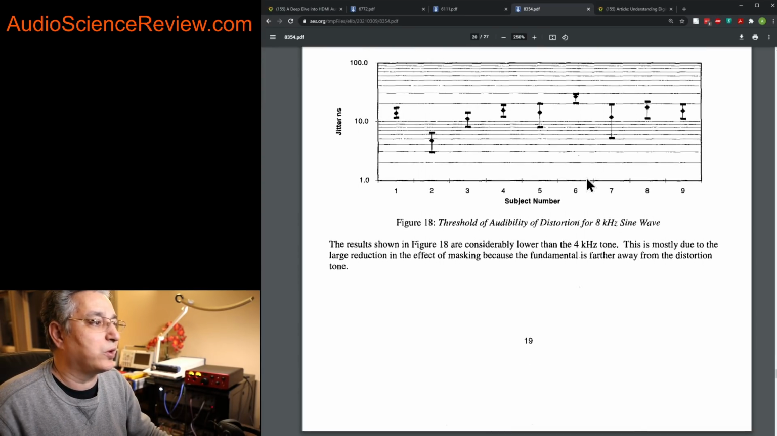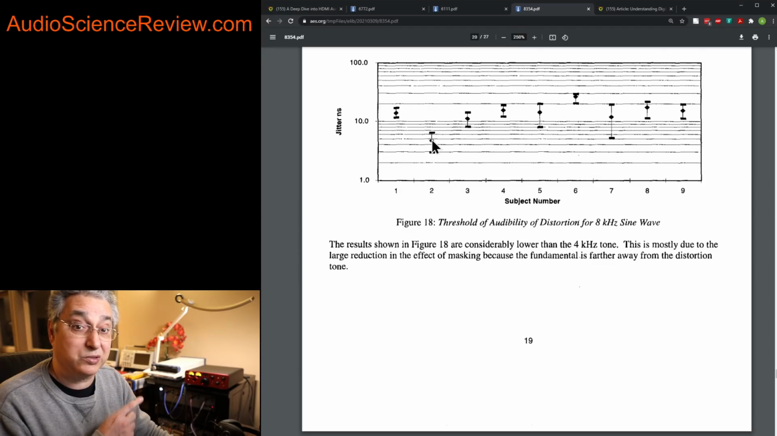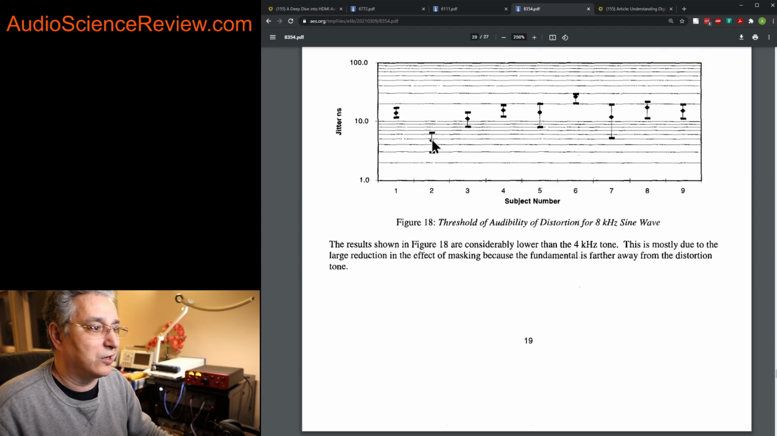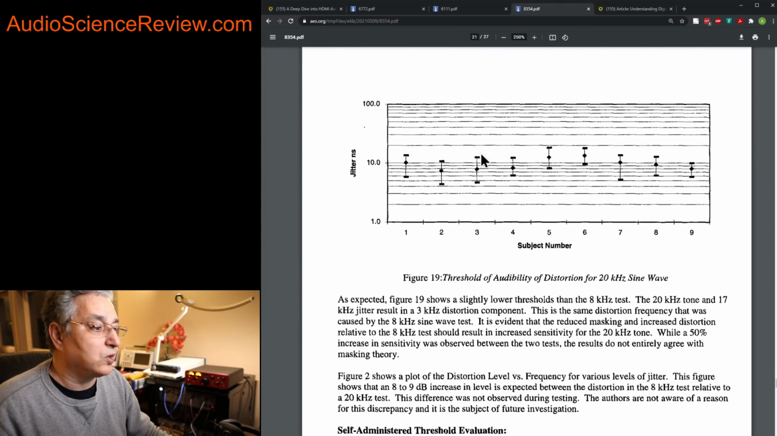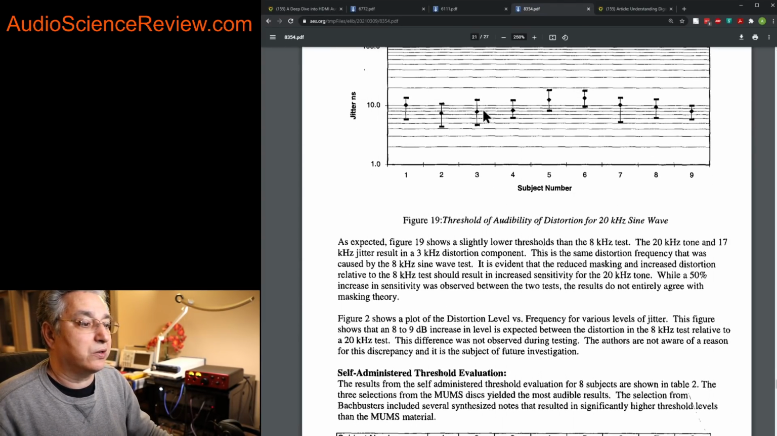But as the frequency went up, we see there was one listener whose threshold was down to 4 nanoseconds, or what I just simulated was 4 nanoseconds of jitter. So he was able to hear it. There are some error bars in here, so it was as low as 2 or 3 nanoseconds and 5 or 6 nanoseconds. And then there were some people that couldn't hear it as well. So these are the listener numbers, 9 listeners. But you can see that it is frequency dependent. And then at 20 kilohertz, they ran the test.